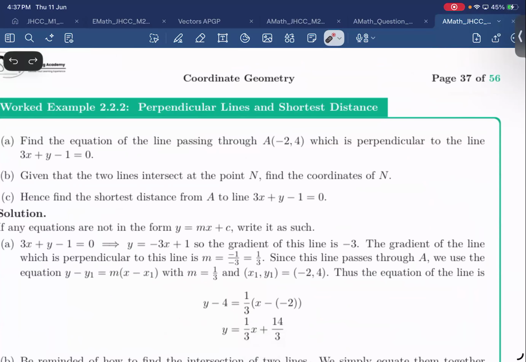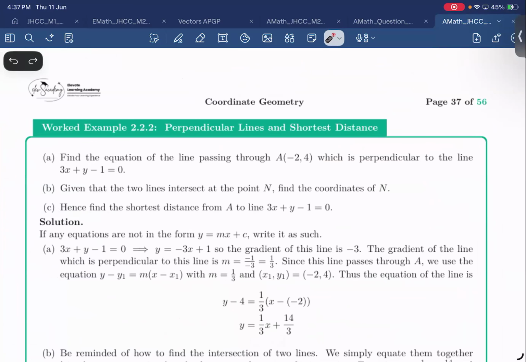A very common thing that the exam papers will do is to not give you the equation in the form y equals mx plus c. If it's in the form y equals mx plus c, then the gradient is very easy to tell. But they'll give you things like 3x plus y minus 1 equals 0, which is not in the required form. So what must you do? You must write it in y equals mx plus c first. So in this case, it's y equals minus 3x plus 1.